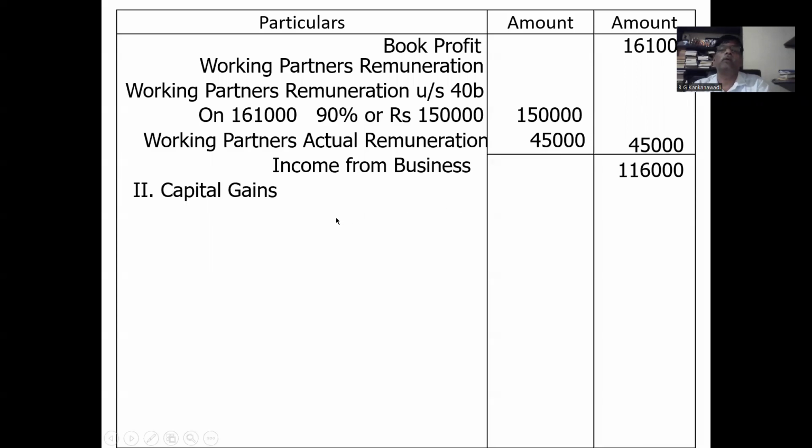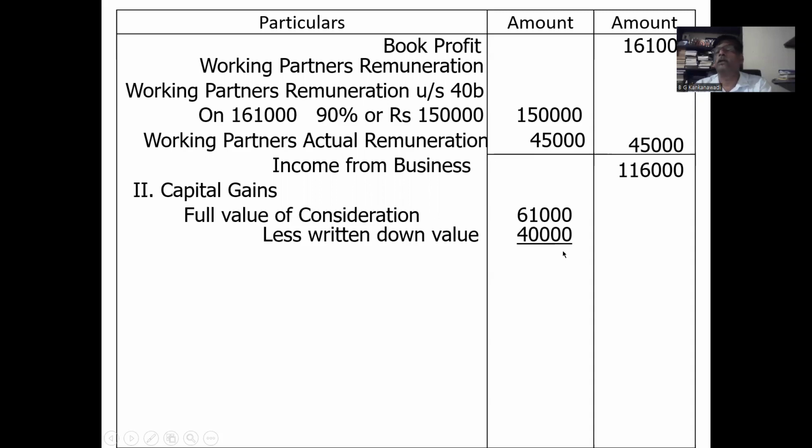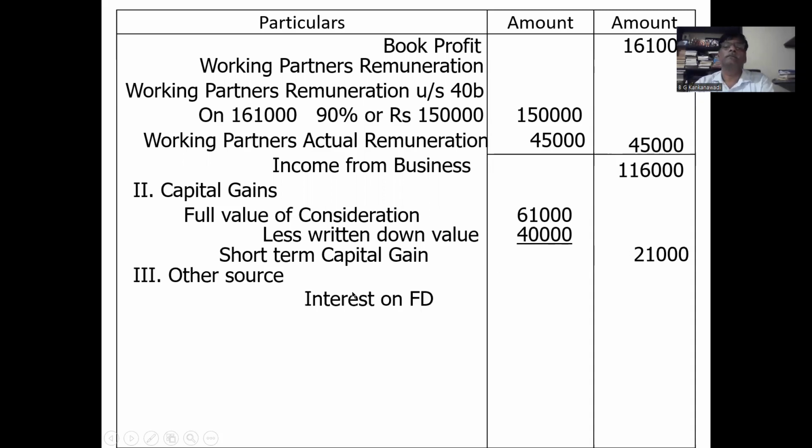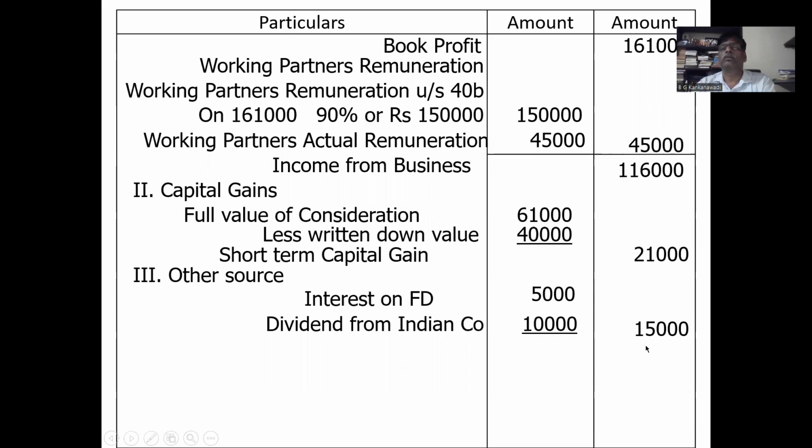The next, capital gain you calculate. Full value of consideration is 61,000, the sale value. Less written down value 40,000. Short-term capital gain is 21,000. In this way you calculate. Other source: FD interest is 5,000. Dividend from Indian company is 10,000. Total is 15,000. Okay. Business income, capital gain, other source. You take the total, 1,52,000 is the GTI.